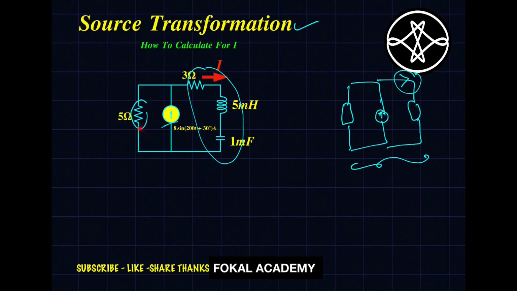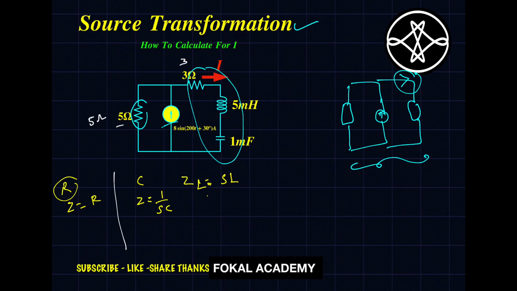So here the resistance is 5 ohms. For resistance the impedance is R only. For capacitance the impedance is 1 by SC. For an inductor the impedance is SL. See here Z is R, nothing but 5 ohms only. Keep 5 ohms for the resistor. This is the impedance of the resistor. Here 3 ohms is the impedance of the resistor.